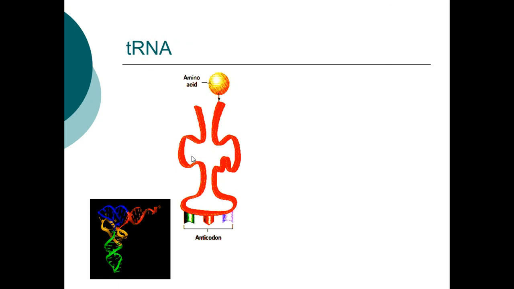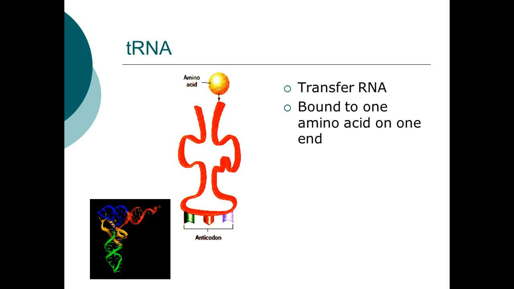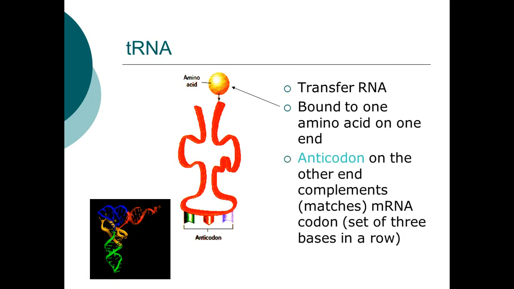This is what tRNA looks like. You can see it kind of looks like an upside down T. It's called transfer RNA. It's bound to one amino acid on one end. That would be this. These turn into the protein. You link a bunch of these amino acids together and you get your protein. And the anticodon on the other end complements or matches the mRNA codon. So you have an anticodon on the transfer RNA and a codon on the messenger RNA. And a codon is simply a set of 3 bases in a row.